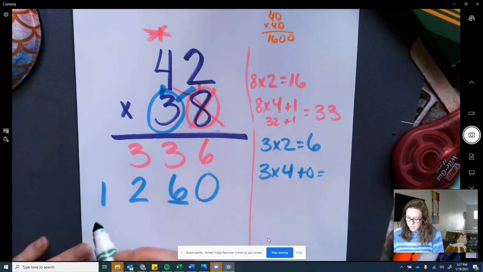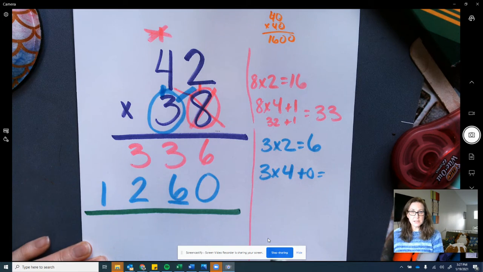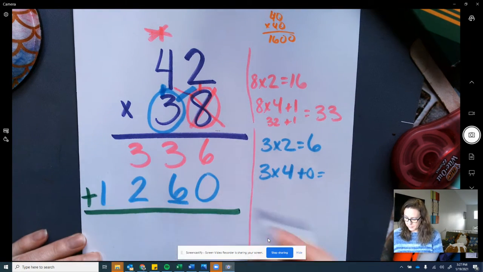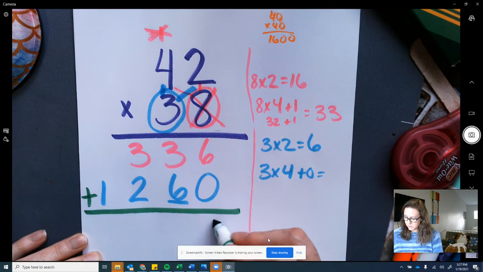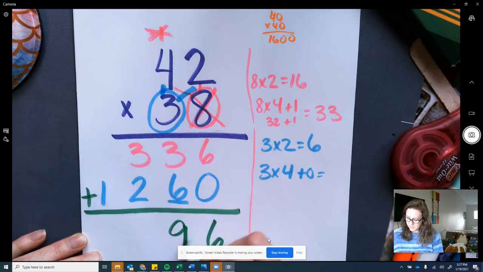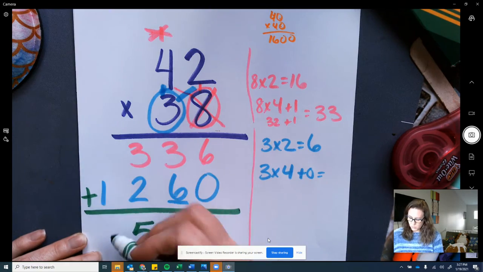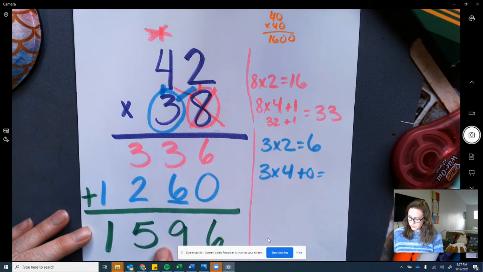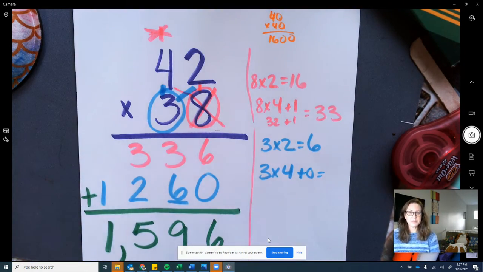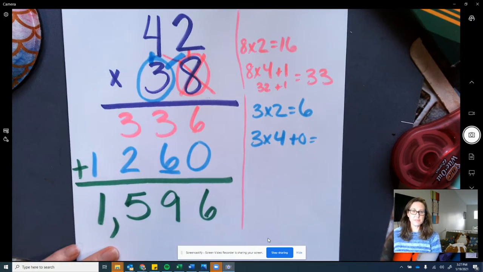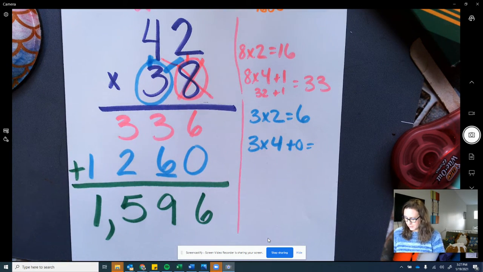So what we do now is we have to take those 2 numbers and add them. So we've got 6 plus 0 is 6, 3 plus 6 is 9, and 3 plus 2 is 5, 1 all by itself. 1, 2, 3 places, we put our comma in, and we have 1,596.